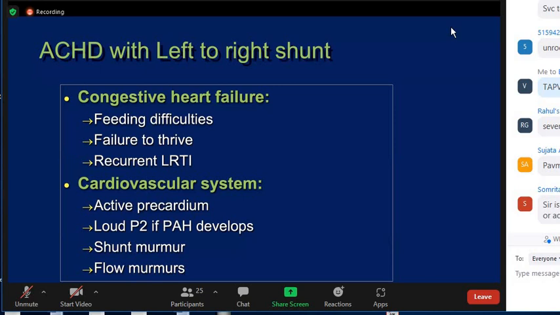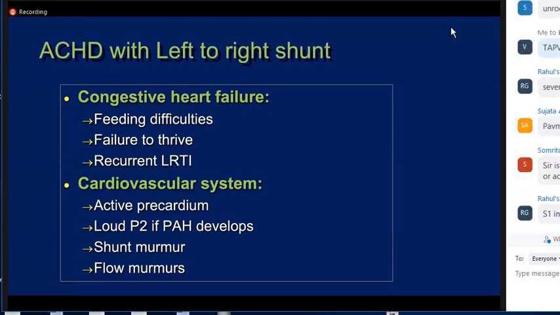Whereas if you look at the cardiovascular system, they will have an active precordium, loud P2, shunt murmur, flow murmur. All those things will be present in the presence of a structural heart disease which is causing heart failure.